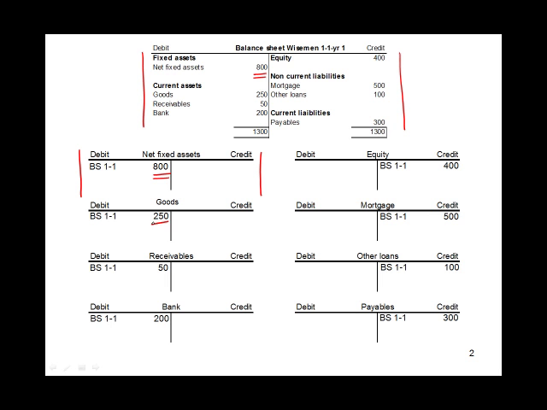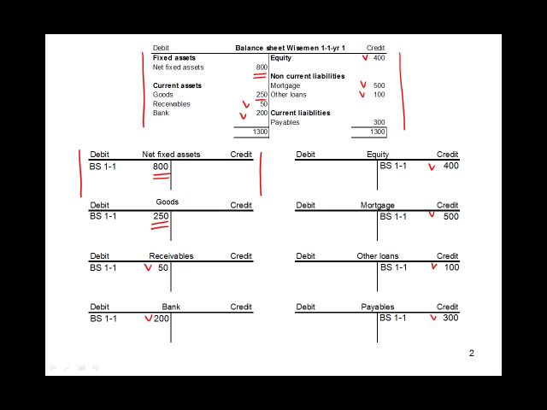And we do that with each number. We have the 250 here, we have the 250 there. We have receivables for receivables on the debit side. We have bank and bank. Then on the credit side we have equity, we have the mortgage, we have other loans. We open all these ledger accounts on the credit side and we have payables there. Now for each account we know what the value is at the beginning of the period.